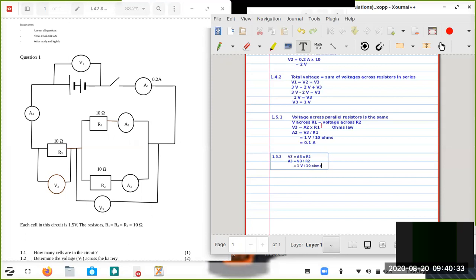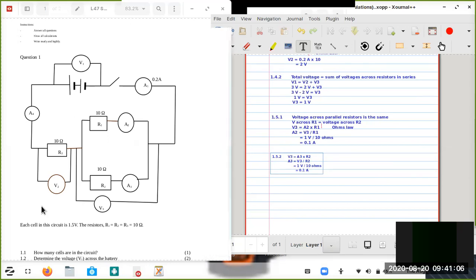Right, so please note, do not confuse yourself with the 0 and O. I did not use the capital letter there to avoid confusion. Then 1 divided by 10, we get 0.1. And it's amps, right? So that's the answer there.